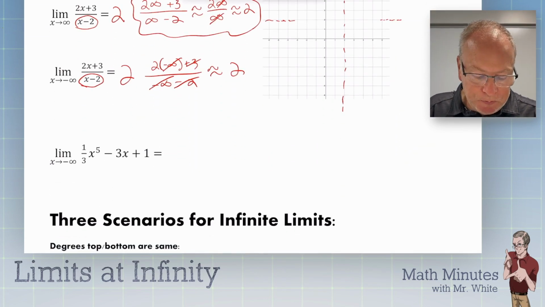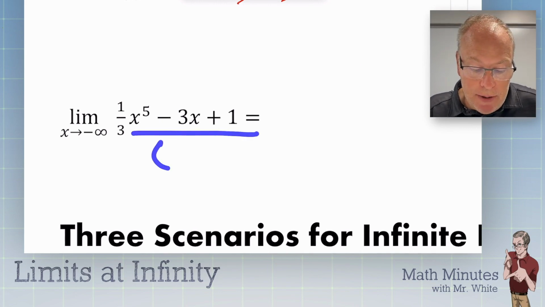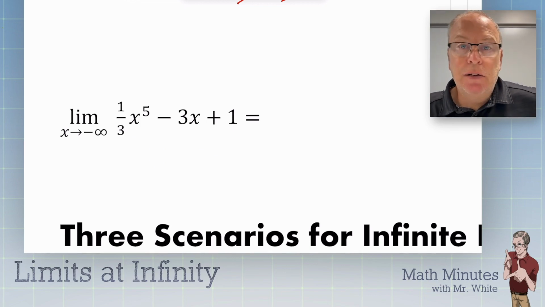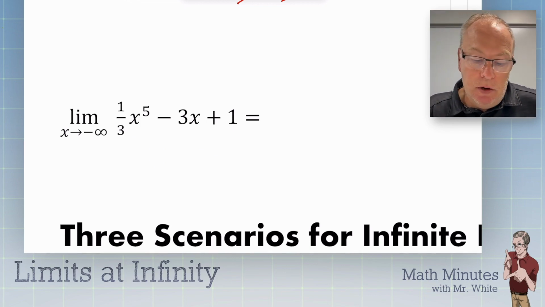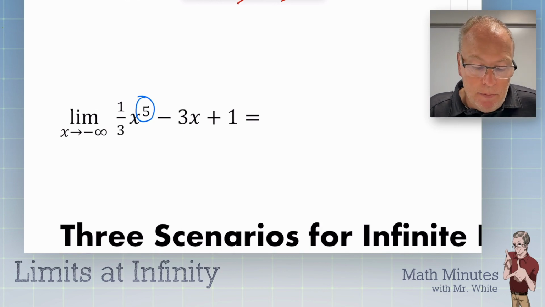All right, moving on. What about this? What's different here? Well, there's no fraction, right? There's no divide by x minus 1 or something like that. This is literally a polynomial. What's the degree of this polynomial? The degree is 5. Is that an odd or an even number? That's an odd number.